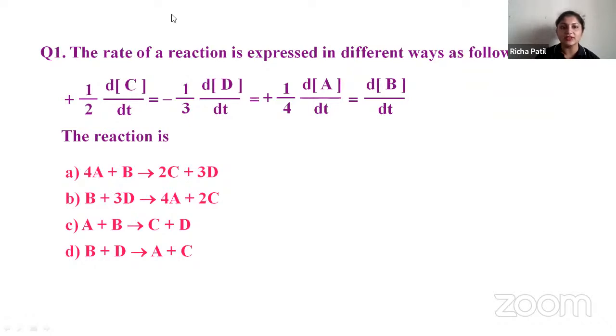The rate of the reaction is expressed in different ways as follows. So you have to write the reaction. How do you write the reaction? Go through the options. The rate of reaction is expressed in different ways as follows. So what will be the reaction for this given rate of reaction?